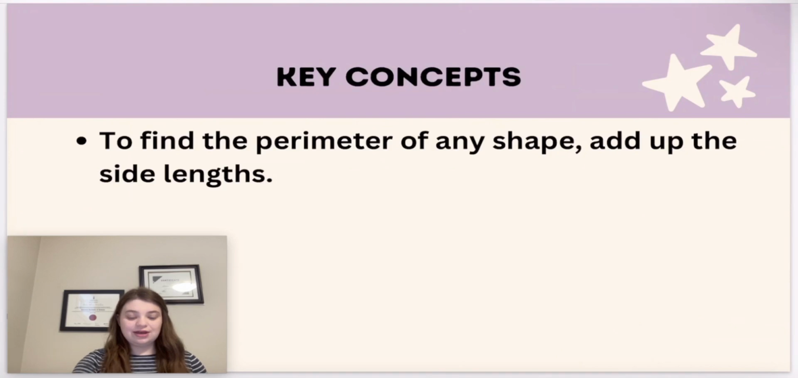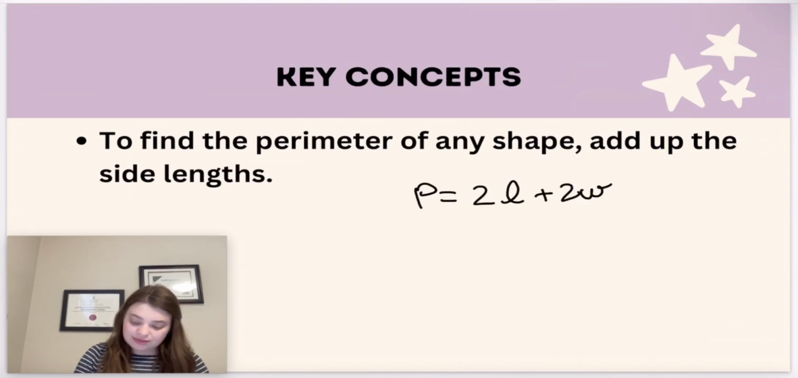You may have seen that the perimeter for a rectangle, for example, is equal to 2 length plus 2 width, but that's because what are the four sides of a rectangle? Well, two of them are lengths and two of them are widths, so it would be just the same as adding all four of those together.